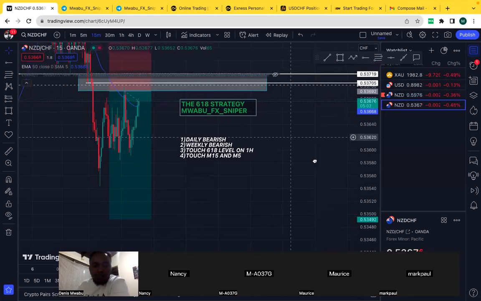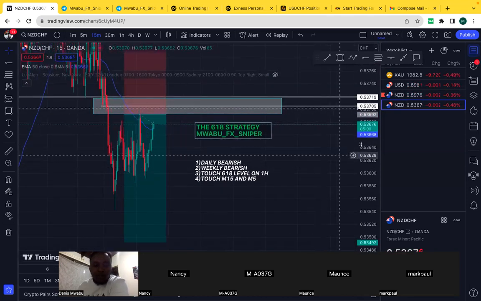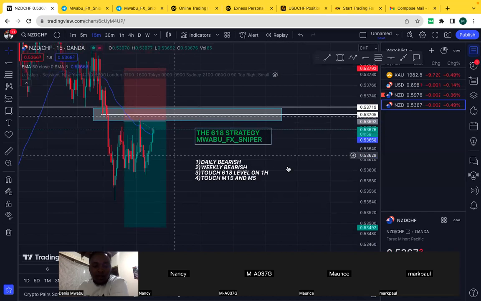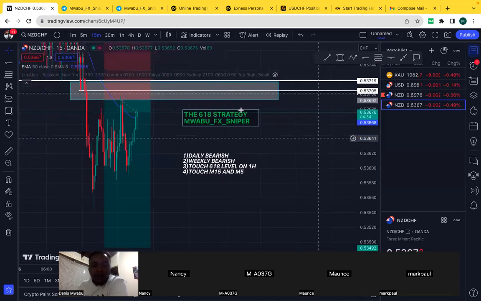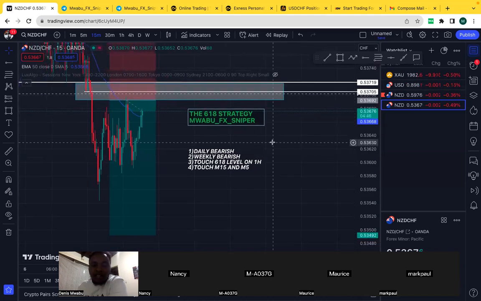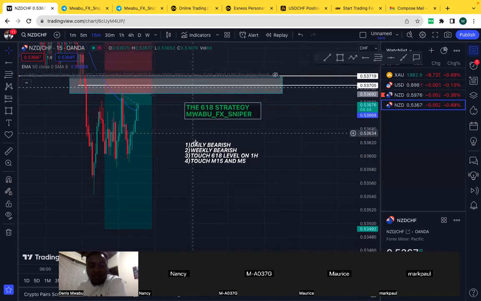For me to decide that on this trade I'm taking a sell, what are some of the factors that I was looking for? First thing, I want to go to the higher time frames. The higher time frames are the weekly, daily and the 4-hour time frame. For example, this trade: daily was bearish, weekly was bearish. Then the third confirmation was it touched my 618 level.